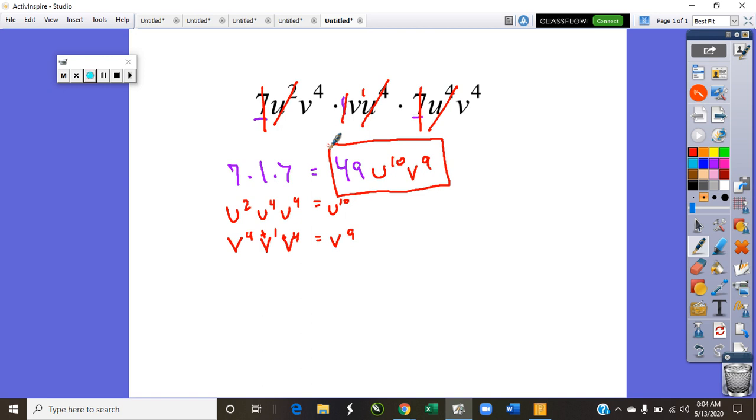Okay? Hopefully this makes sense, guys. It's really not that difficult. It looks crazy, looks intimidating, but it's actually very simple.